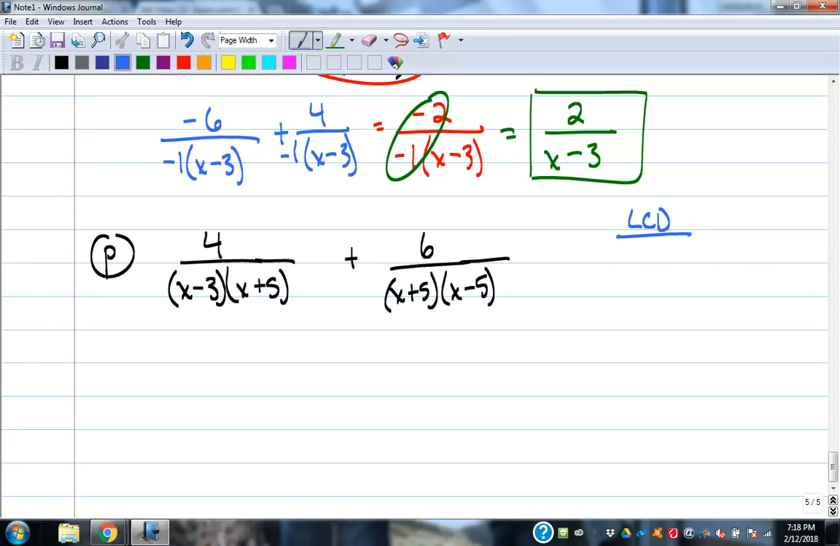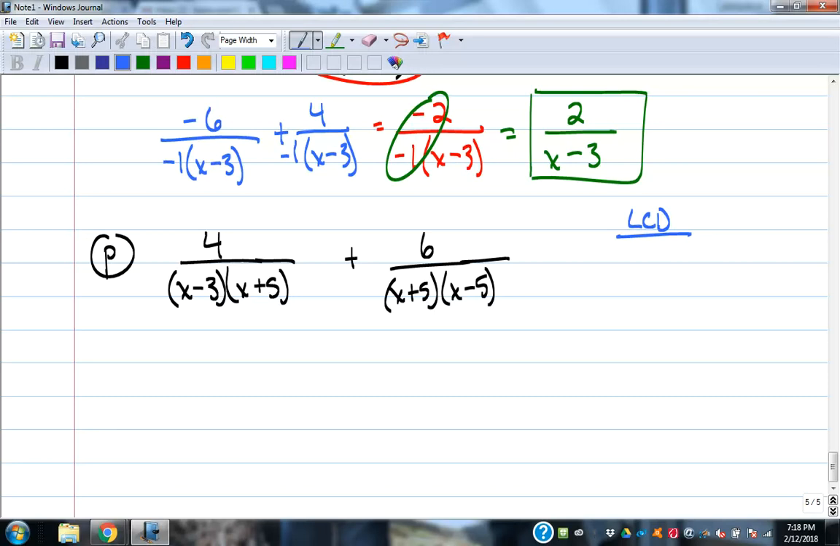A least common denominator would include a representative for every factor that exists in there. These two fractions have factored form denominators. We've got an x minus 3, that's one factor. We have an x plus 5, that's a second factor. This one has x plus 5 too, but I've already counted it, so I don't count it again. And then it has an x minus 5.